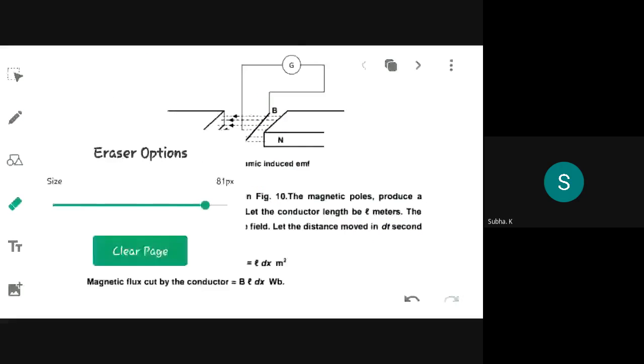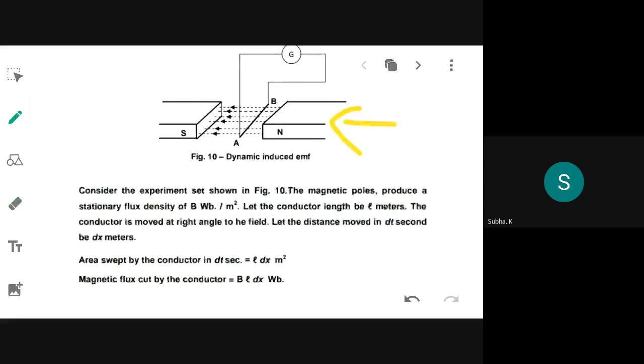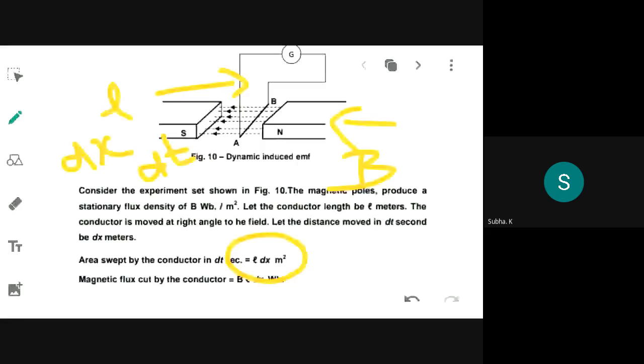Again, there is a field set up by the north and south pole magnets, in which you keep a coil of length L moved at right angles. While it is moving, it makes a displacement of dx in time dt, in a flux density of B. Now the area swept by the conductor when it is made to rotate is given by L into dx. That is the area swept by the conductor, the length into the displacement moved by the conductor.